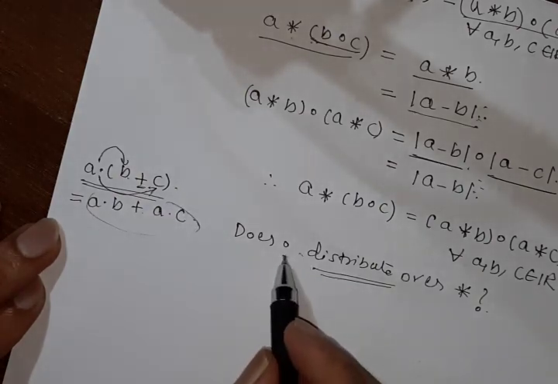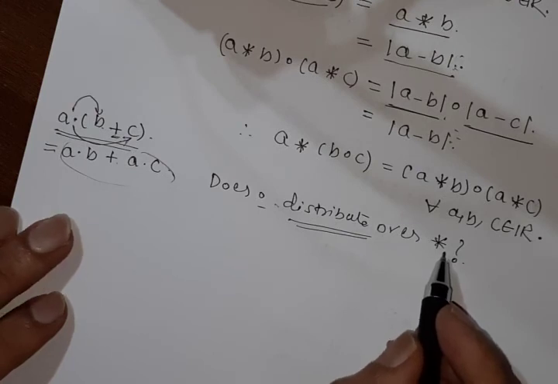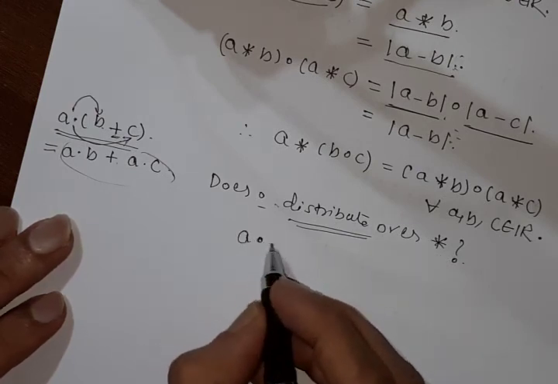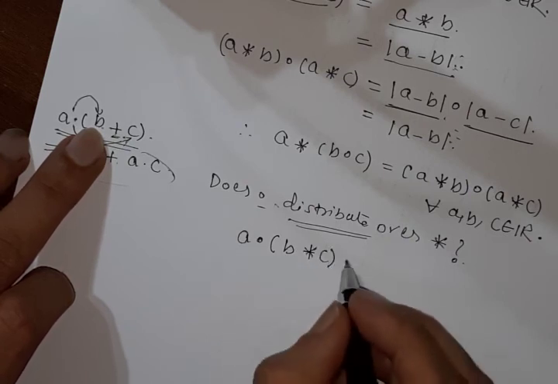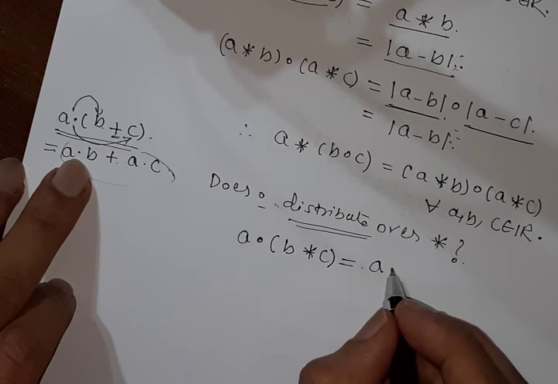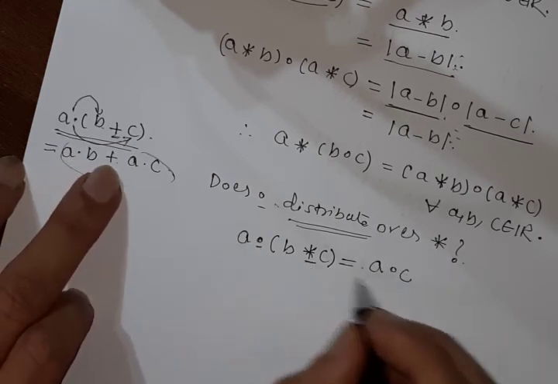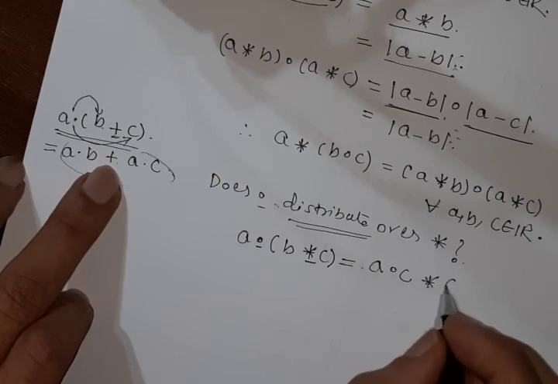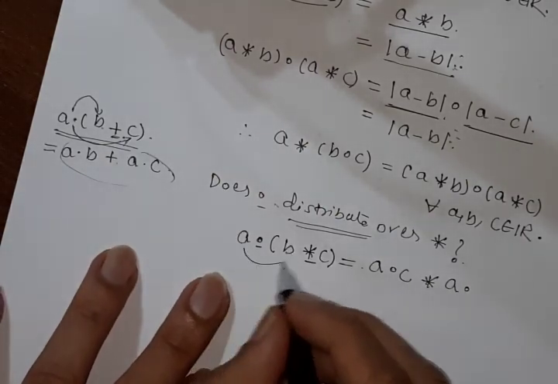Now similarly you have to look at O distributing over star. So that will be A O (B star C), which is equal to, with this operation plus meaning star, (A O B) first, star (A O C).